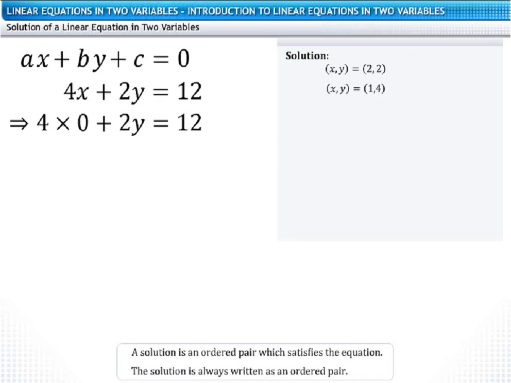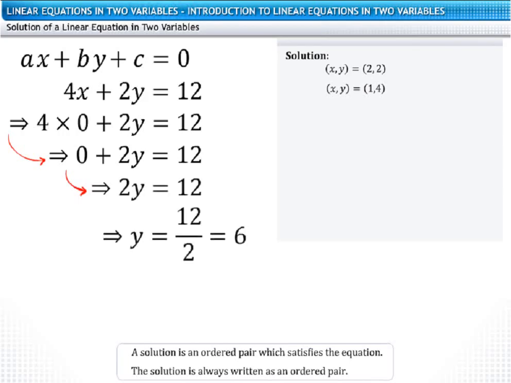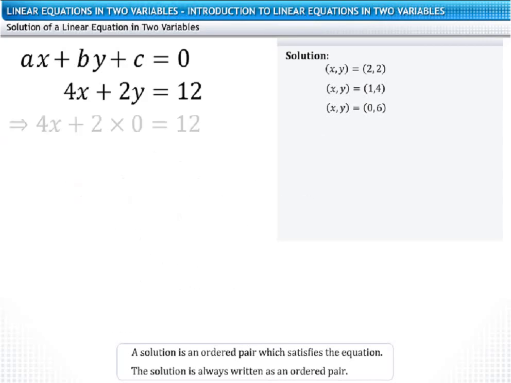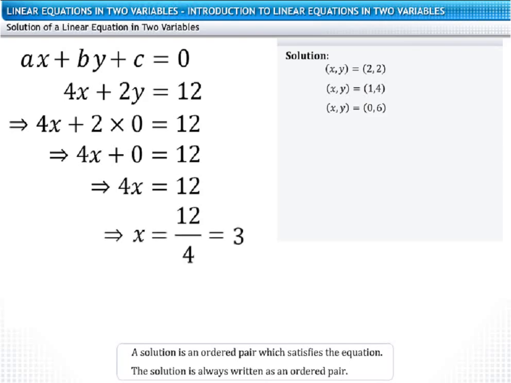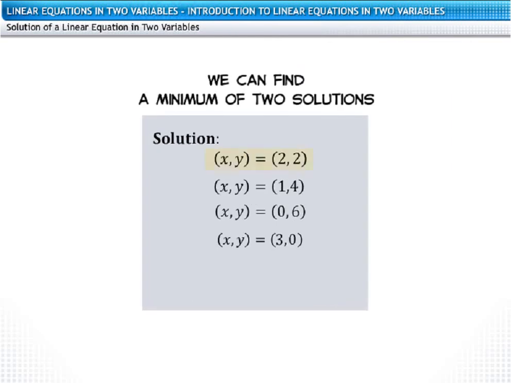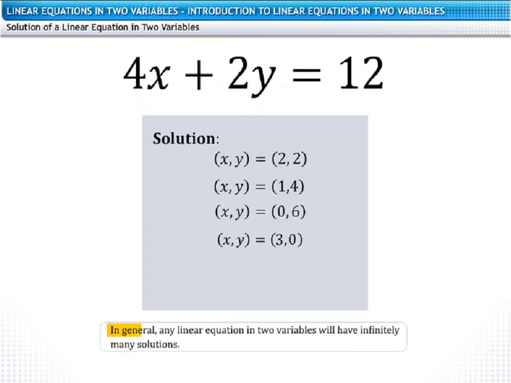Let's substitute 0 for x and find the value of y. Therefore, the solution is the ordered pair (0, 6). We can try it out with y substituted as 0. Let's see how the calculation is done. Now you can say that the ordered pair (3, 0) is another solution for the equation. Now the solutions of the equation are: in general, any linear equation in two variables will have infinitely many solutions.